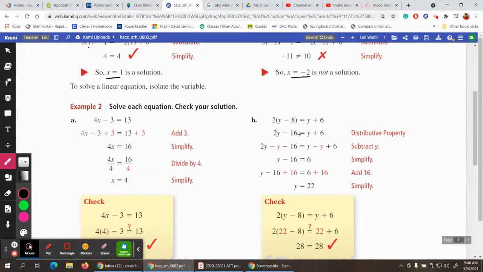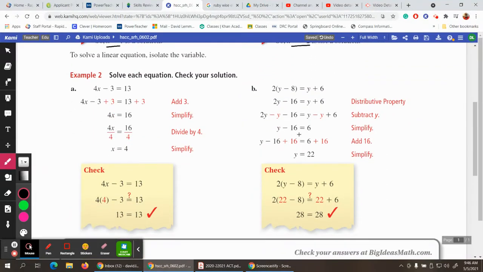All right, so for example 2, solve each equation. This is where we have to undo using our properties of equality. Our properties of equalities. Sorry, it stopped writing. All right, so our properties of equality, okay, where again, what you do to one side, you have to do to the other.